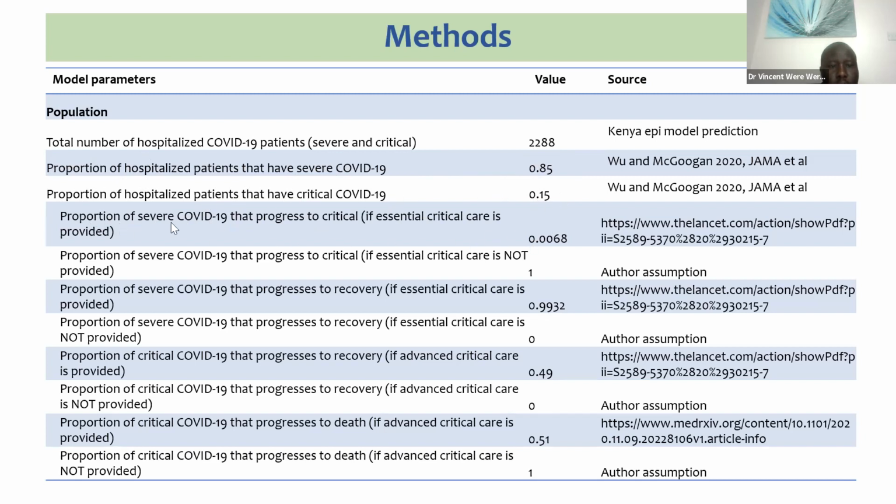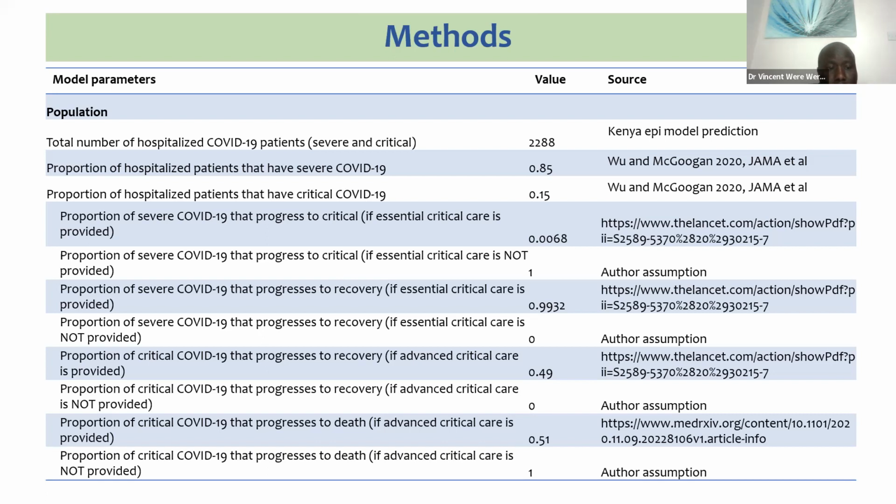And then the proportion of severe patients that progress to critical care, if that care is provided, we used this proportion from the Lancet. Here we made an assumption that if you don't provide the critical care, then all patients who have severe COVID will progress to become critical, because there's no way you can fail to provide care to these patients and expect them to recover. So we assume that everybody will progress.